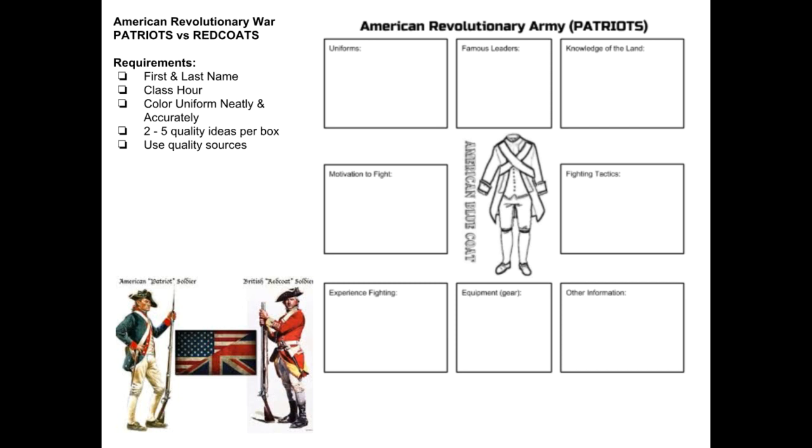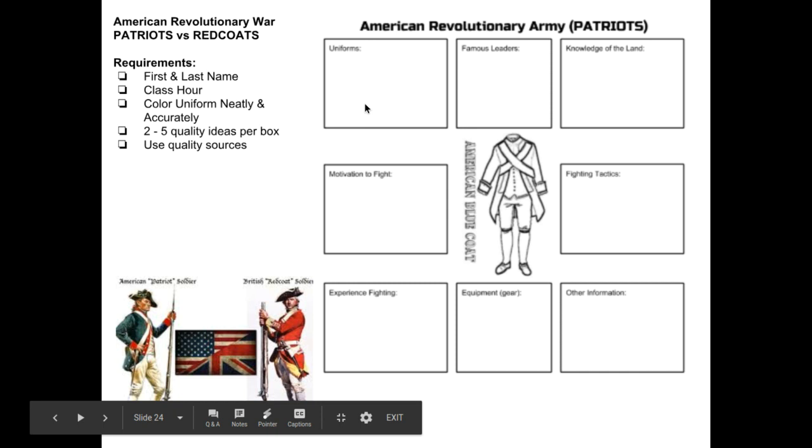You need to include your first and last name at the top. Also include your class hour. You're going to be coloring both the Patriot uniform and the Redcoat uniform neatly and accurately. And then you're going to be researching the information about each of the two different armies. You need to include 2 to 5 sources or 2 to 5 ideas per box, and make sure you're using quality sources. So let's talk about each box quickly.